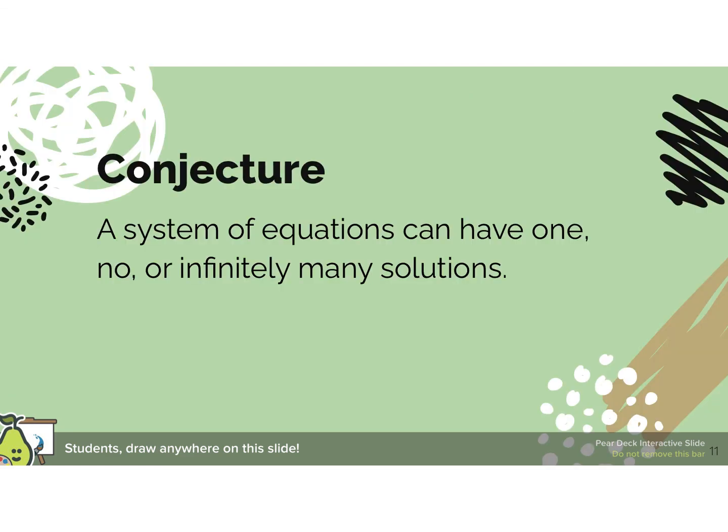And then finally, our conjecture today is the idea of how many solutions will a system have? Well, there's three possibilities. You can have one solution if the lines intersect, right? You can have no solution if the lines are parallel, or you can have infinitely many solutions. So if the lines are the same, there will be infinite solutions.